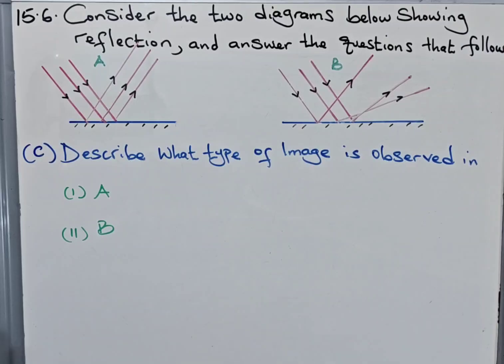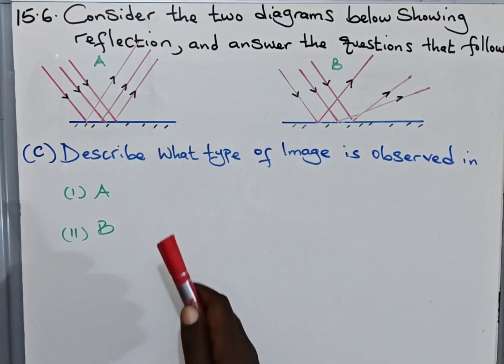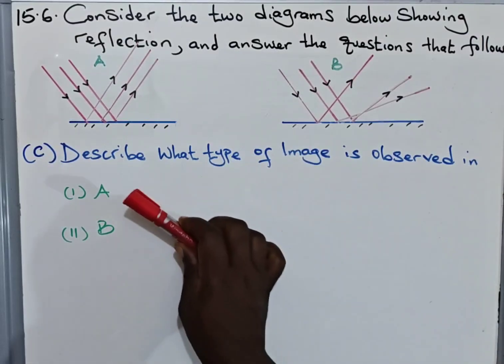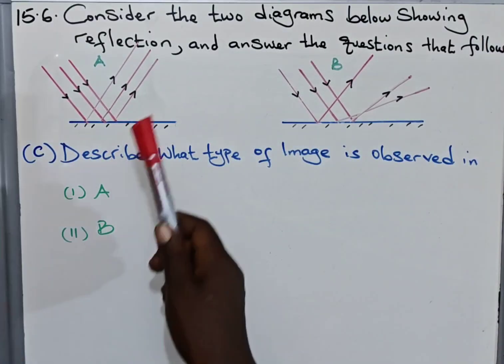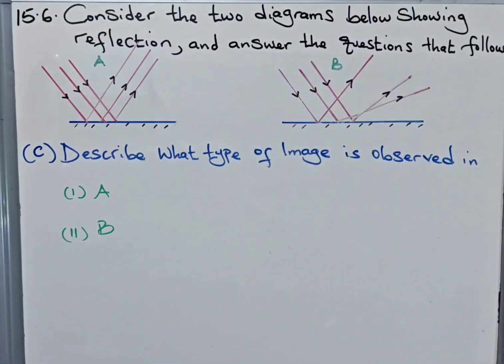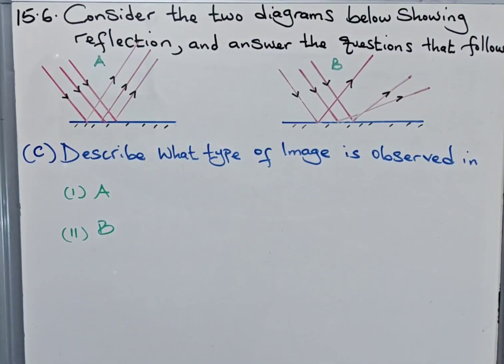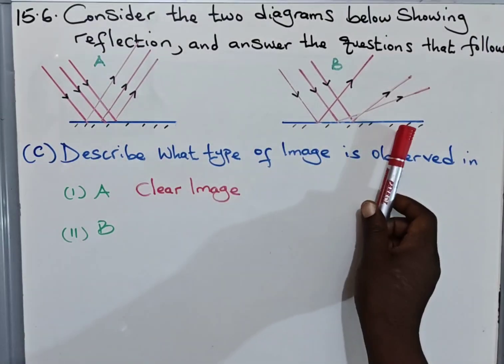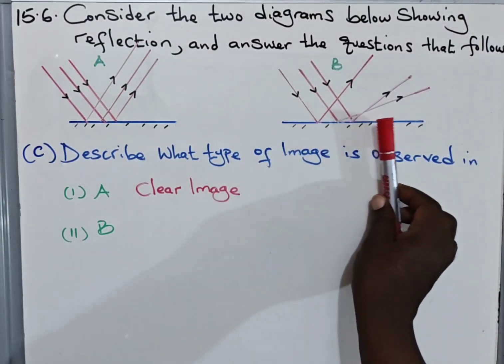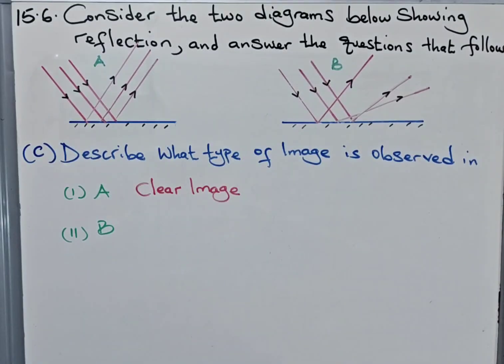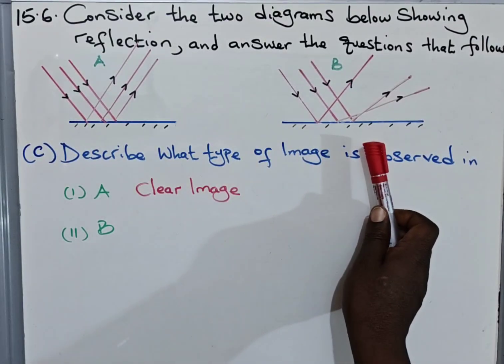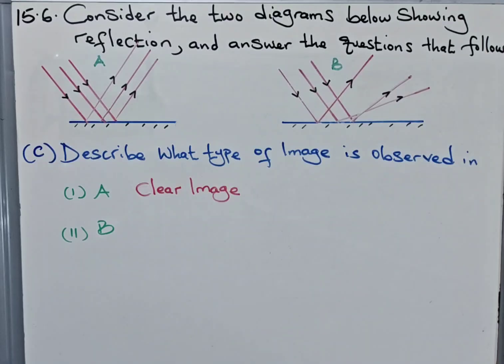Then we come to this question. It says describe what type of image is observed in A. During specular or regular reflection, what image do we observe? Here we observe a clear image. Then we come to B. What type of image do we observe in B? Here we observe a blurred or unclear image.